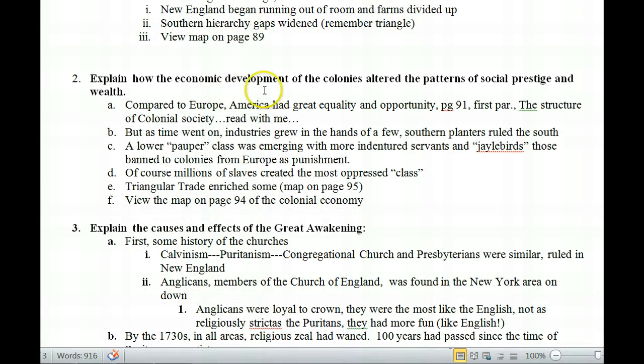Number 2, explain how the economic development of the colonies altered the patterns of social prestige and wealth, meaning importance. Again, compared to Europe, America was the beacon of equality and opportunity. You were born into those classes in Europe and you couldn't get out of them. Turn to page 91 with me and read this first paragraph. I like this. And if you remember, I think from the last chapter, dukes don't migrate. They have it good in Europe, and why would they come over here? So the structure of colonial society on page 91.